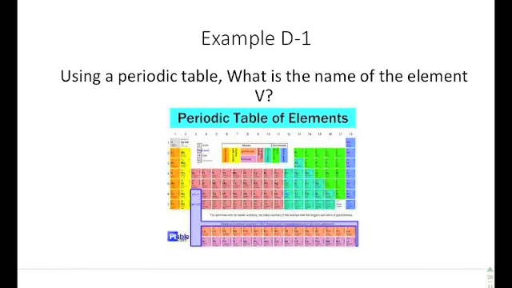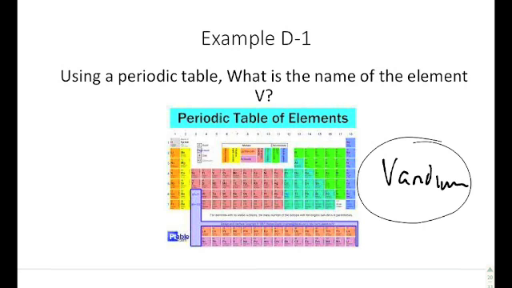So now, if you use a periodic table, it says what is the name of the element V? And so if you use the periodic table that was provided to you in your packet, you search and you find the element V. And when you find V, you know that it's vanadium. And so once you know that it's vanadium, you can read the atomic mass, you can read the atomic number, you can read all sorts of things from that once you identify where it is on the periodic table.